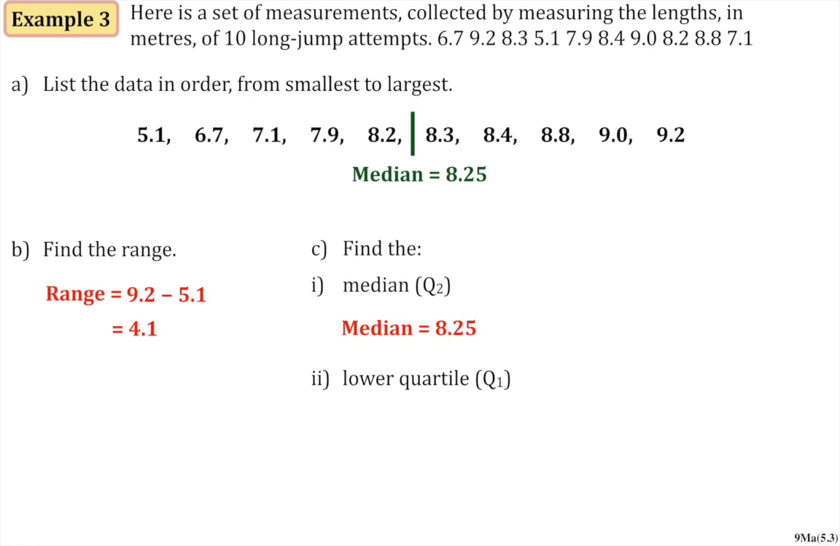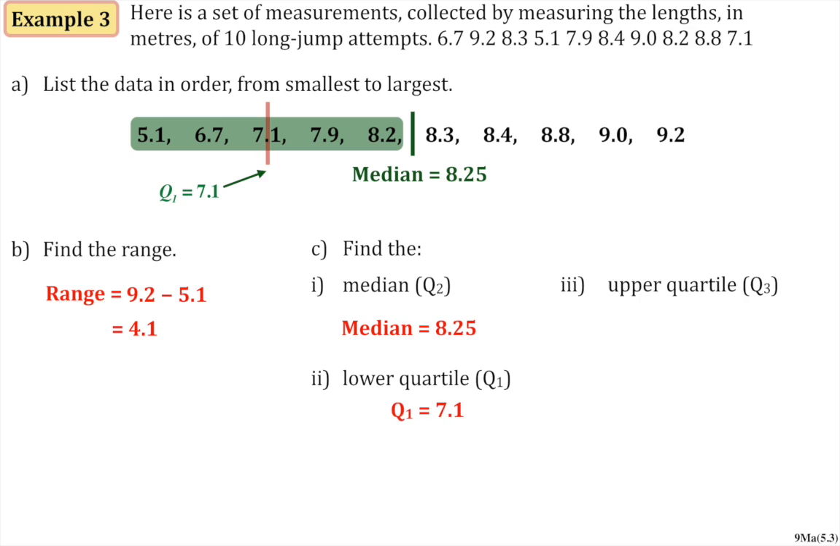The lower quartile, quartile 1, we now look to the left-hand side of my line. Where's the middle of those 5 numbers? So we can see it's that one there. So when we look to the left, we can see 7.1 is the median. Sorry, not the median, the lower quartile.